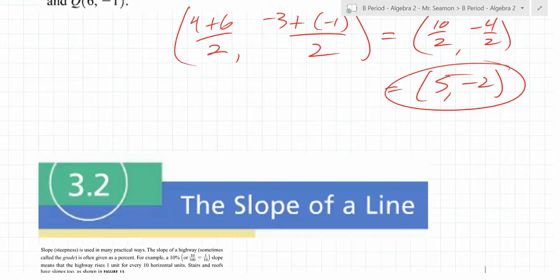One way to say it is rise over run. It's a measurement of rate of change. For every unit you go horizontal, how many units do you go up or down? When you measure slope, do you look at it from left to right or right to left? Left to right. You look at it from left to right.